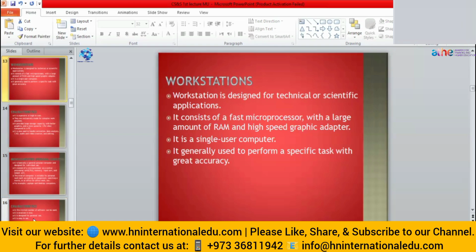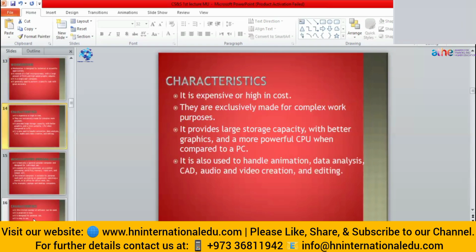They have the microprocessor, large amount of RAM, high speed graphic adapter, and they are single user computers, but they are specified to one task only. They have the highest accuracy, because they have to handle only one type of task, so the accuracy will be fine. It is expensive or high in cost because we have to maintain the accuracy as well as the speed.